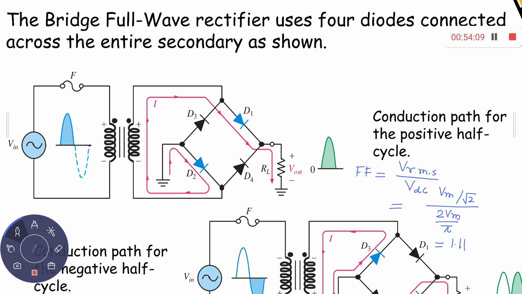1.11. So that is the form factor for full wave rectifier. It was 1.57 for half wave rectifier. It's only 1.11 for full wave rectifier. Now once you know the form factor, it's very easy to calculate the ripple factor. That was the formula that I derived today at the very beginning. The expression for the ripple factor is given by the square root of form factor square minus 1. What is the value?